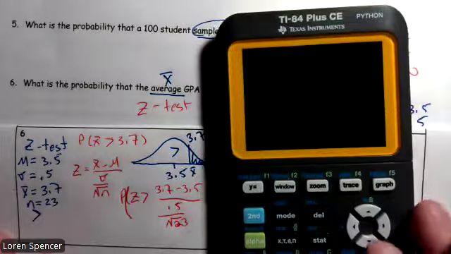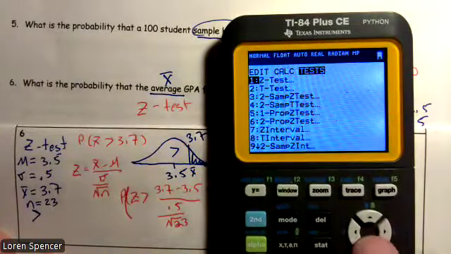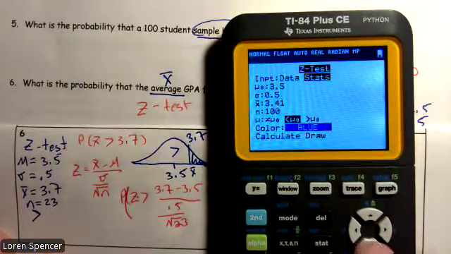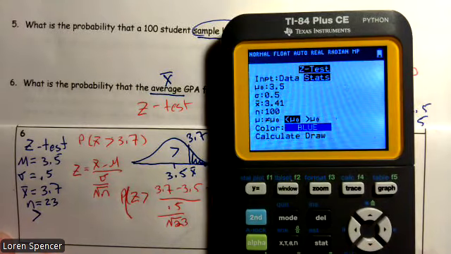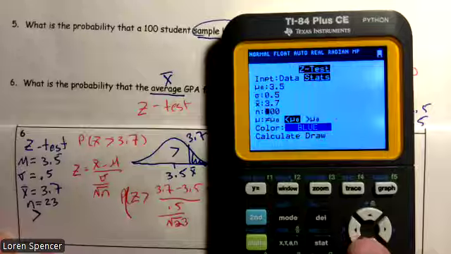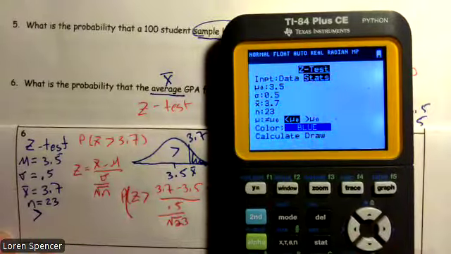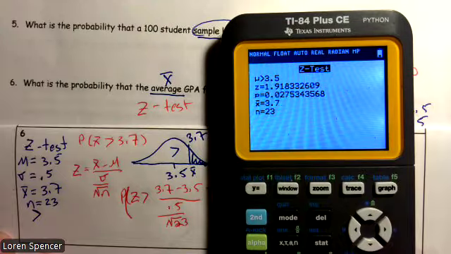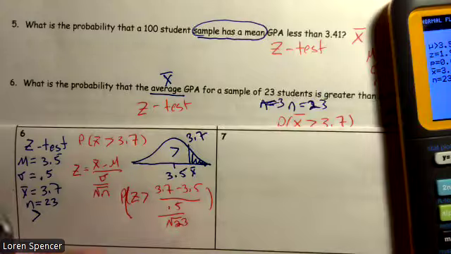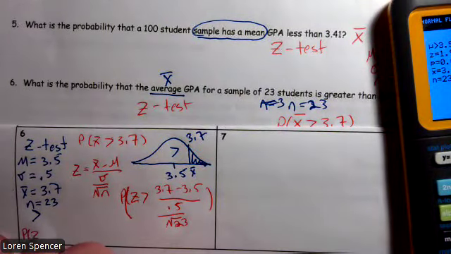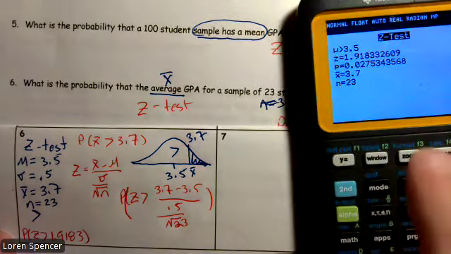So let's go to our test. Let's go run this thing on a calculator. Stat, test, Z test. 3.5, 0.5. 3.7 is our X bar. Our sample size is 23, and we're shading greater than. So the probability that Z is greater than 1.9183 equals what we care about, the 0.0275.